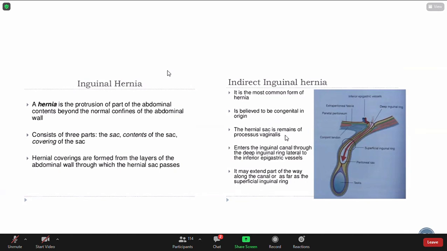The hernial sac is the remains of the processus vaginalis. The indirect inguinal hernia enters the inguinal canal through the deep inguinal ring, and it may extend part of the way along the canal, or as far as the superficial inguinal ring, or as far as the scrotum. The bowel loops can actually reach the scrotum.